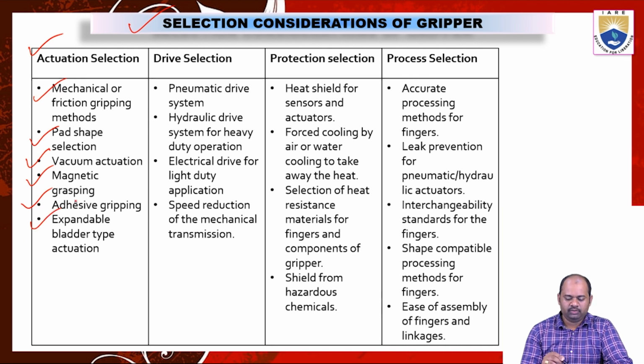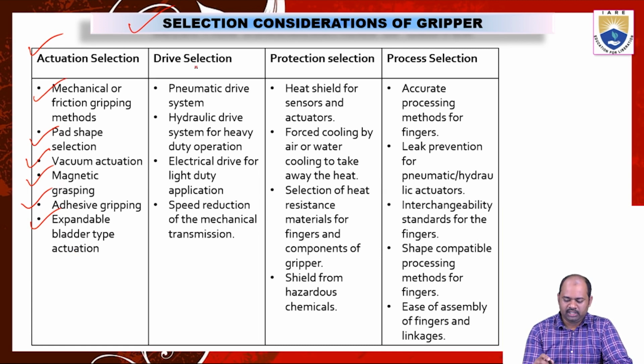Expandable bladder type actuator. Okay, we all know these expandable bladder type actuators are used for holding objects like bottles and glass items. So, depending on the actuator, we have to select any kind of gripper: mechanical gripper, pad gripper, vacuum gripper, magnetic gripper, adhesive gripping, and expandable bladder type gripping. So, depending on the type of object we want to lift, we can select any of these grippers for the particular purpose.